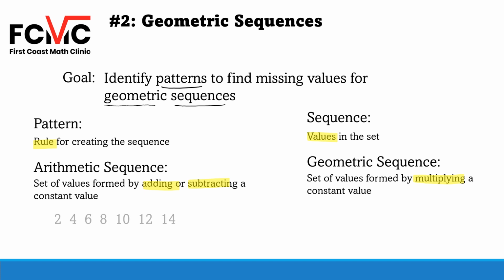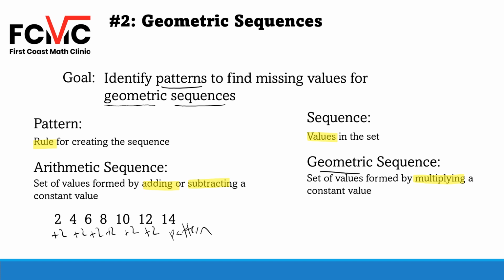So what's the difference? Well, let's look at a couple sequences. For our arithmetic sequence, an easy sequence, 2, 4, 6, 8, 10, 12, 14. Well, what's our pattern here? Pattern is plus 2, plus 2, plus 2, plus 2, plus 2, plus 2. So that's our pattern.